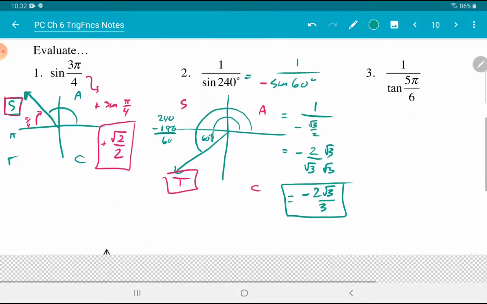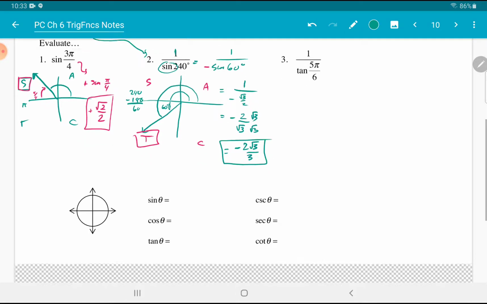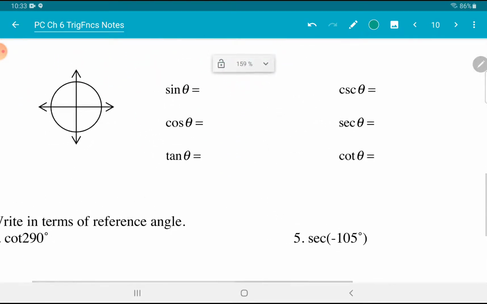All right, so the reason why we have number 1 and number 2 is to show us how eventually we're going to have to see the trig ratio in the denominator of a fraction, and this is what we call the reciprocal trig functions. When it comes to representing what the reciprocal trig functions look like, we go to this diagram here.